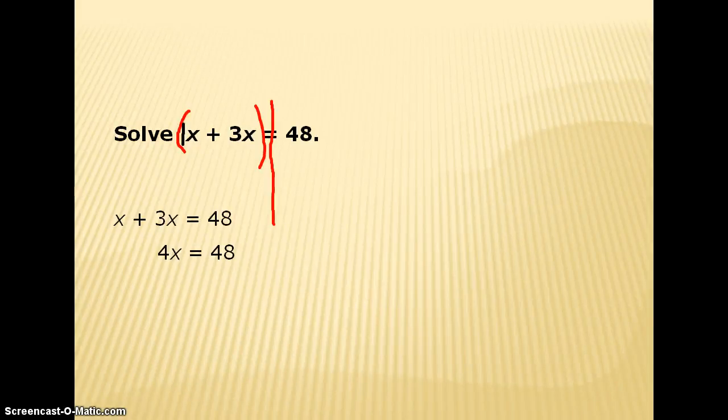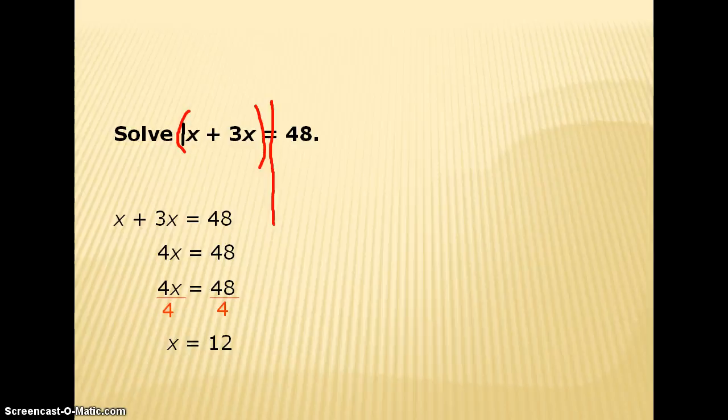So now we have 4x equals 48. We know from our previous lessons that we're trying to figure out 4 times what number equals 48. The way we do that is we show that we're going to divide both sides by 4, and 48 divided by 4 gives us an answer of x equals 12.